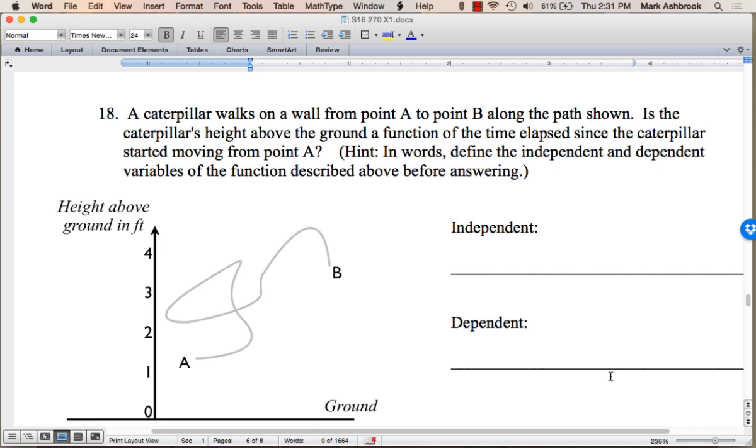So here's the problem: caterpillar walks from A to B along the path shown. Is the caterpillar's height above the ground a function of time elapsed since the caterpillar started moving from point A? Go. Talk to your tables.